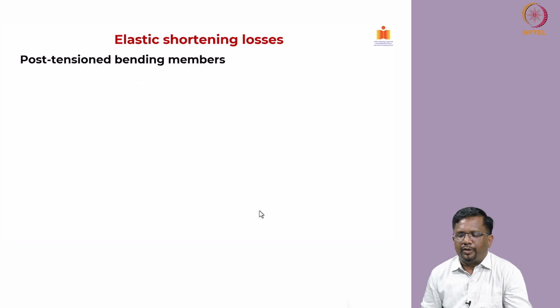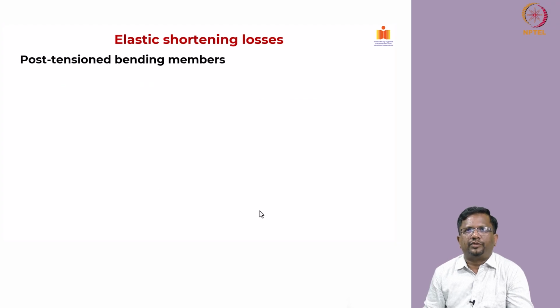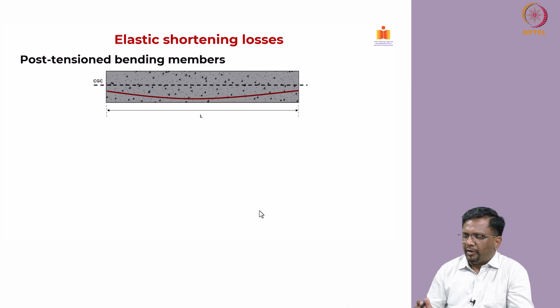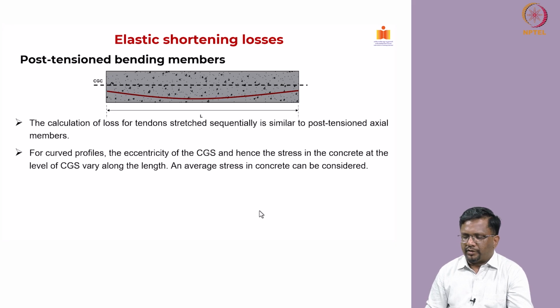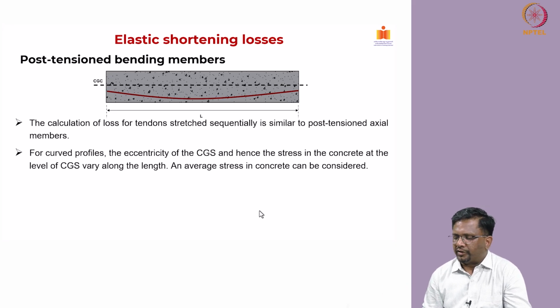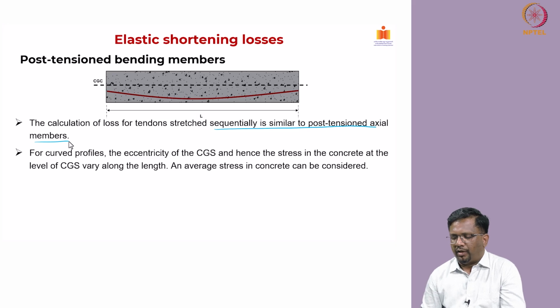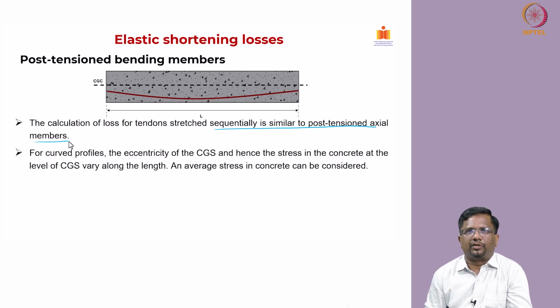Okay, now let us go to the post tension bending members. In post tension bending members, because it is a bending member, typically the cable profile will be parabolic like the one that you see here, and this is the cable profile, CGC and this, and the calculation of loss for the tendons is basically similar to what we did for post tension axial members. In a curved profile, the eccentricity of the CGS and the stress in the concrete at the level of CGS will vary along the length, right.